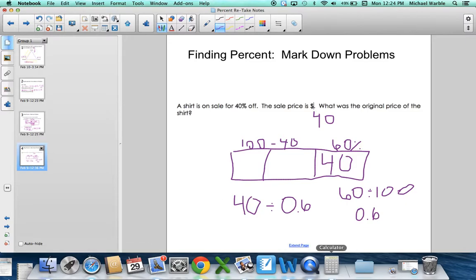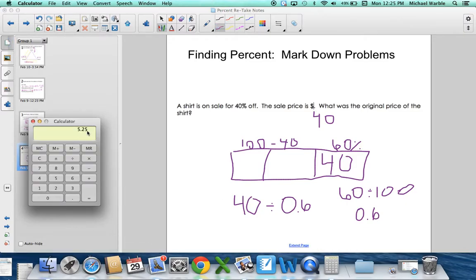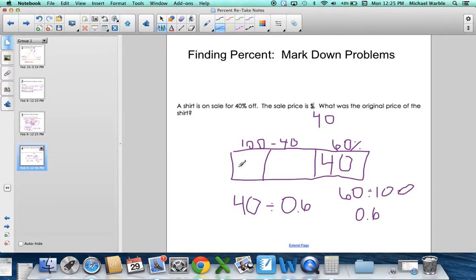And 40 divided by 0.6 is going to be, let's clear that. You're going to end up with 66.6 repeating. So I'll say $66.67. And you could subtract the two numbers and get a difference of 26.67. You saved $26.67 on this shirt.